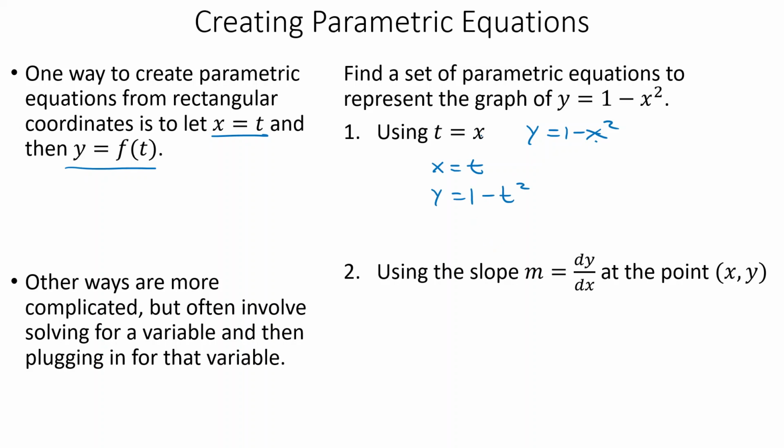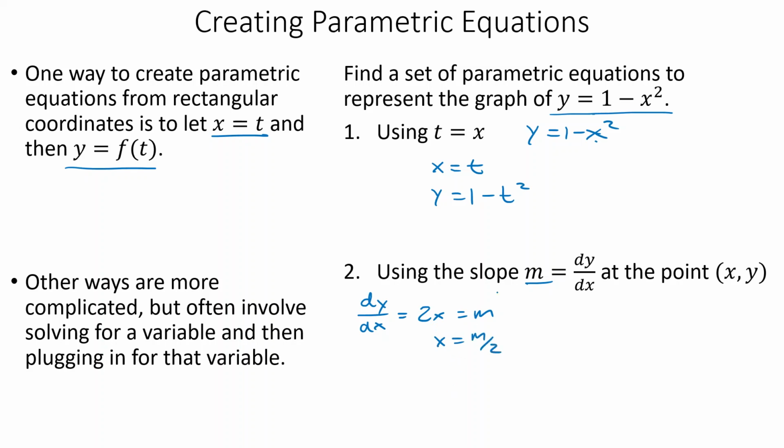Not very exciting. But we could let x equal almost anything we wanted to, and then plug it in here and get another equation. Right? Another way to do it. There are more complicated ways that often involve solving for a variable and then plugging in for that variable, such as using the slope m equals the derivative at the point x, y. So we're still working with this equation. The derivative of that equation equals 2x, so we could say 2x equals m, the slope. If we solve this for x, we get x equals m over 2.